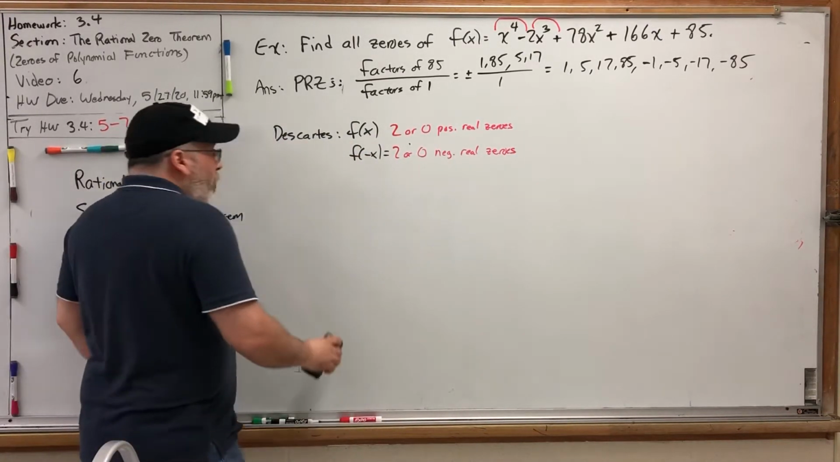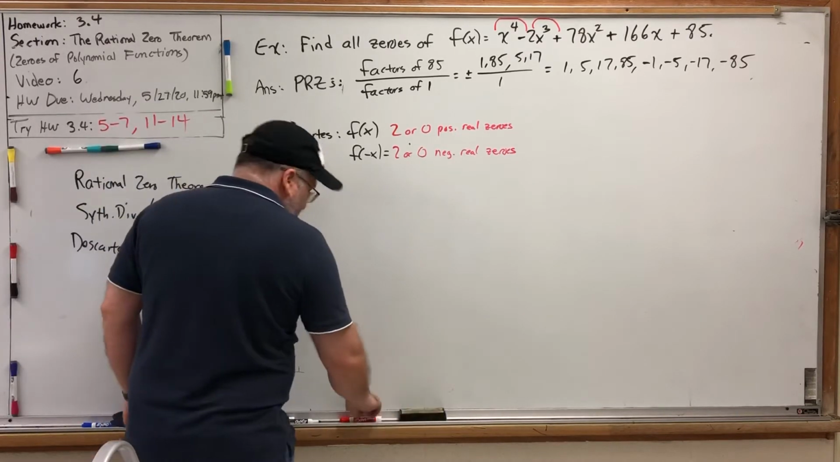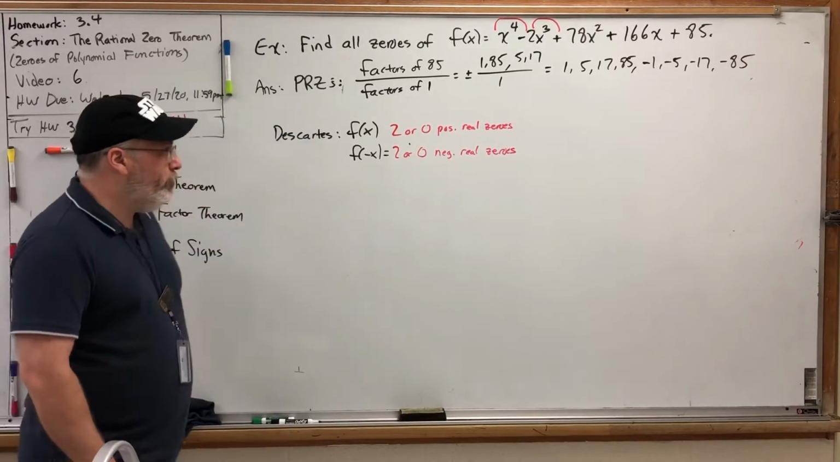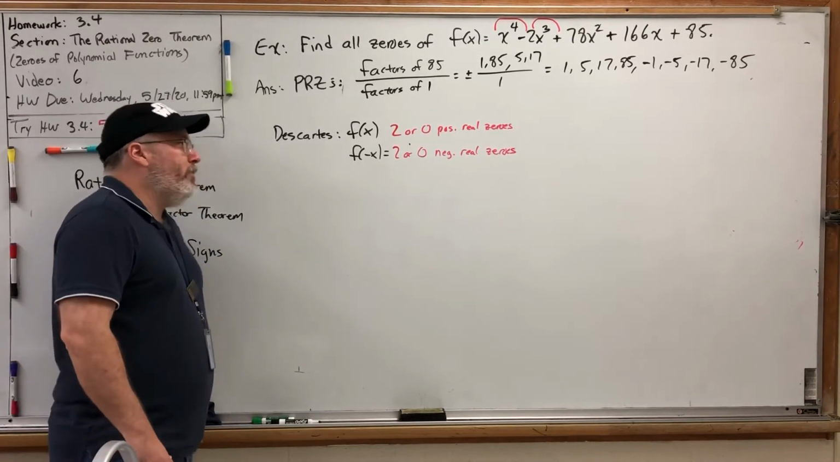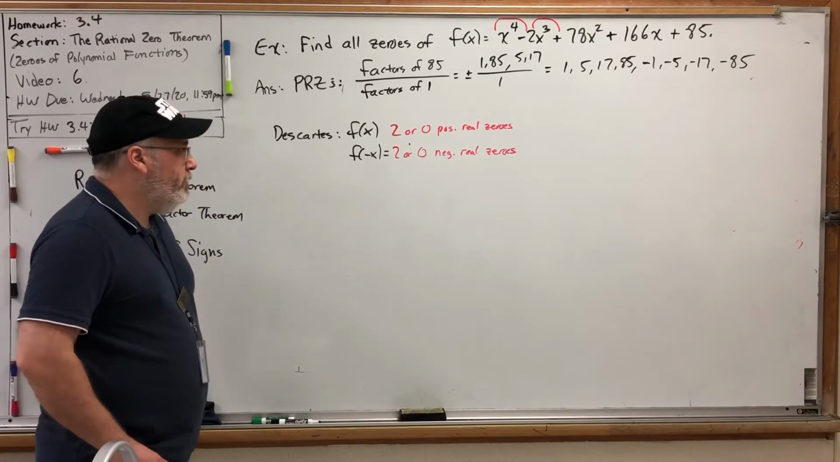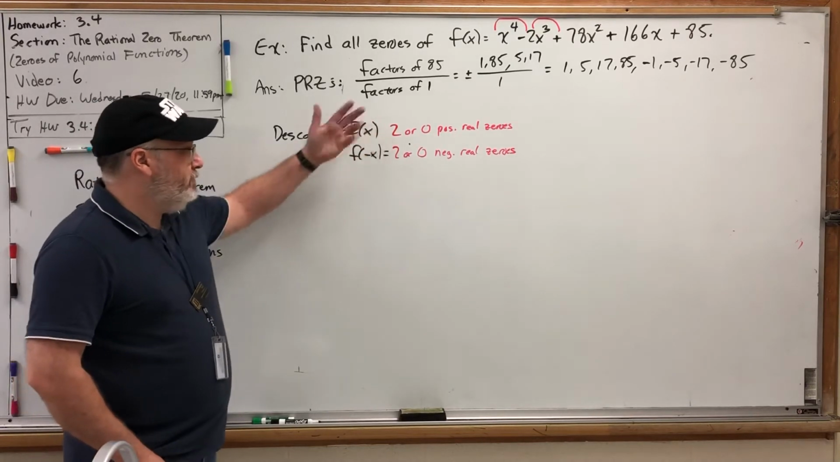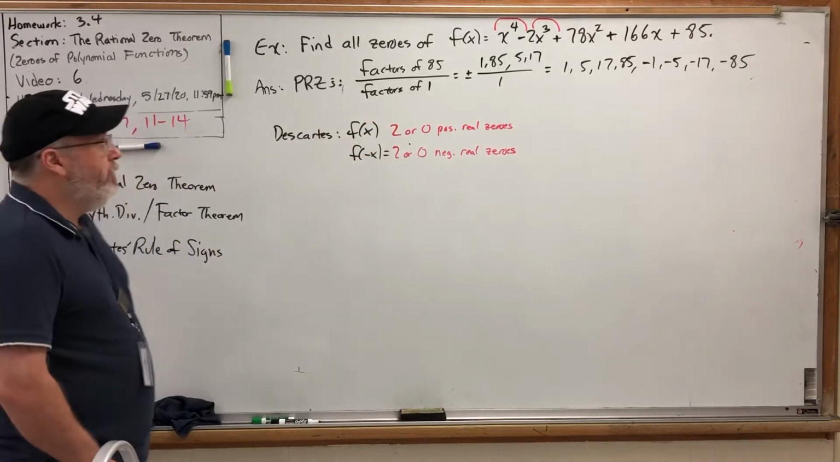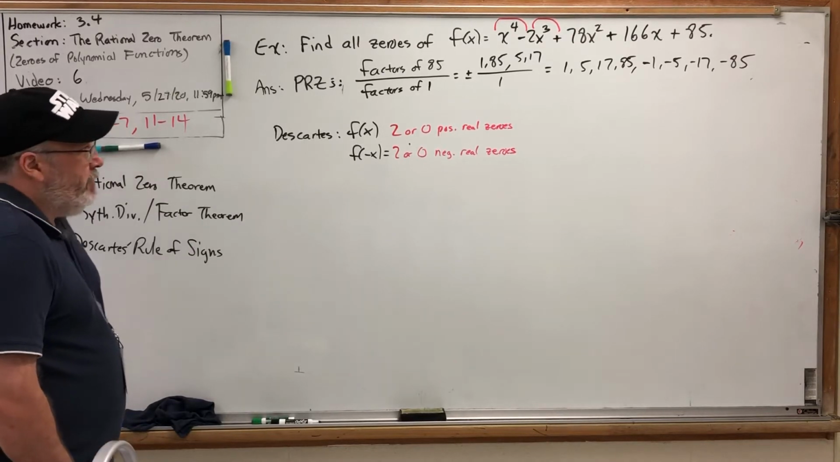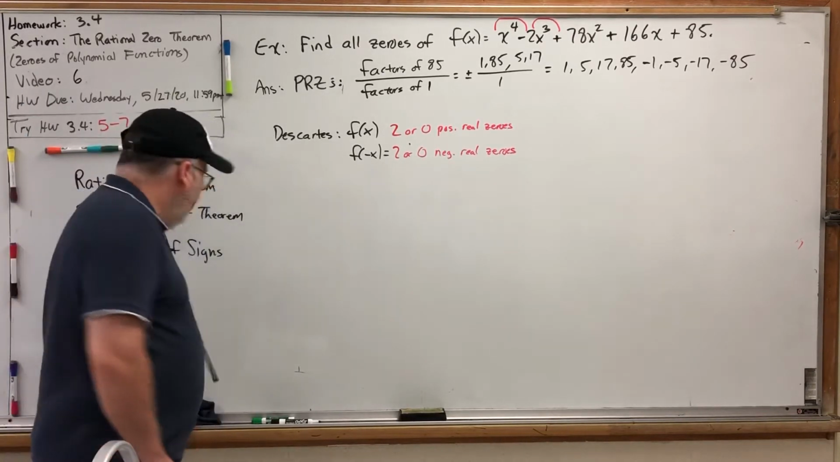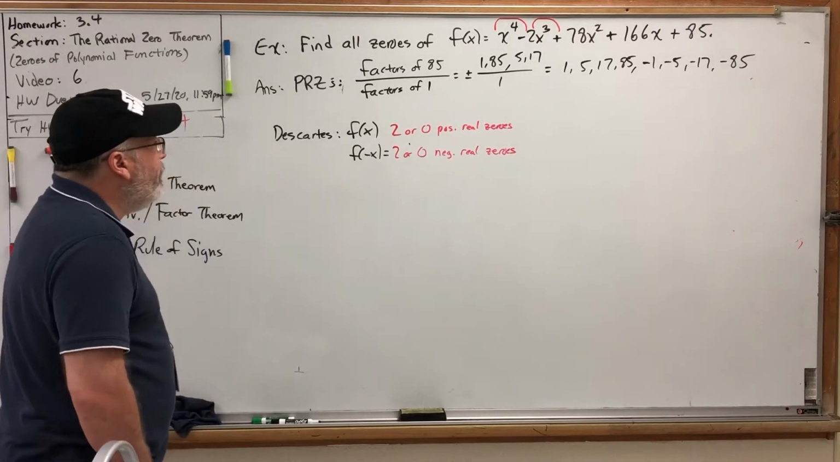Okay, so what we know according to Descartes' rule of signs is that there are either 2 positive real zeros or none, or there are 2 negative real zeros or none. And it could be both. There could be 2 positive, 2 negative, and all of them could be real. Oh, that reminds me, I forgot to mention something about the fundamental theorem of algebra. We'll get to that in the next video. It's on my list.